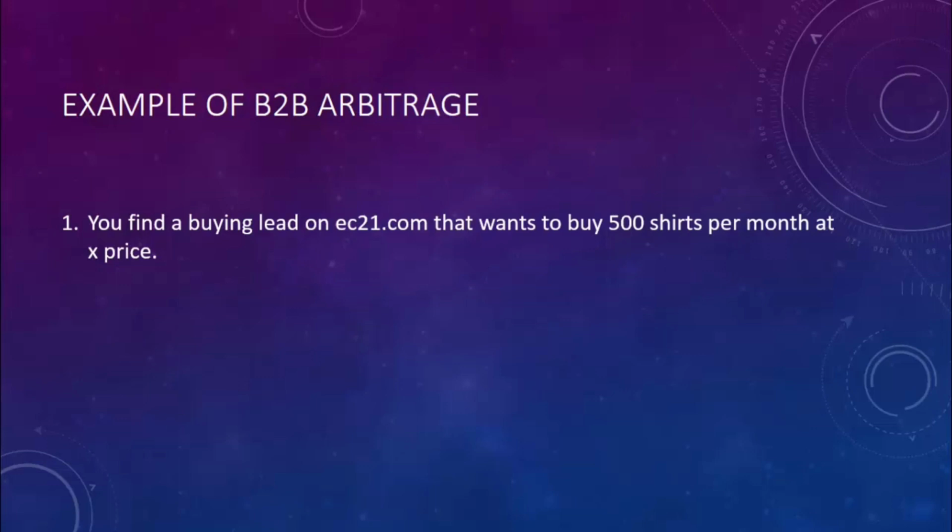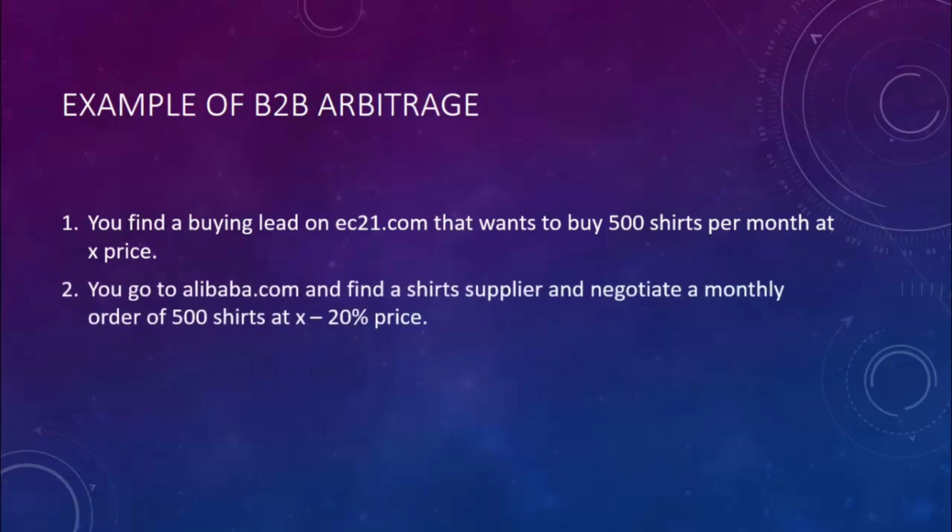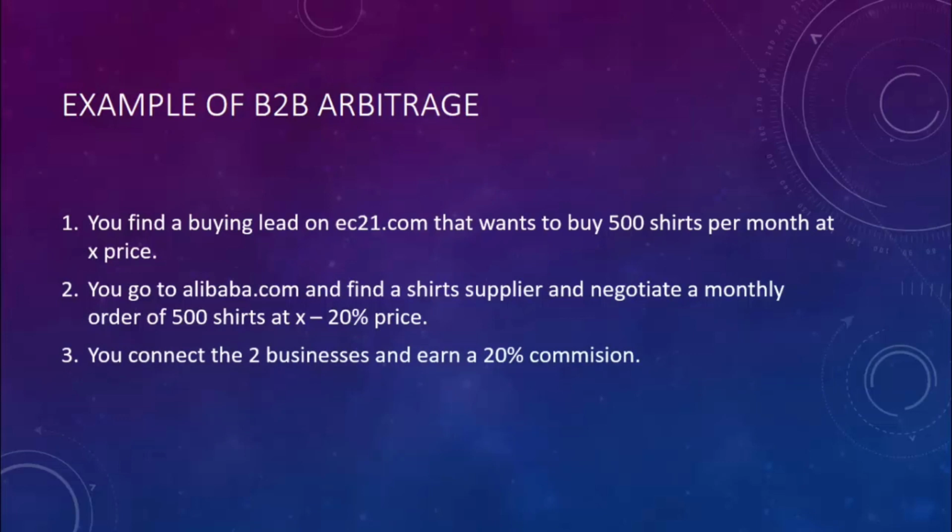For example, you find a buying lead on a business-to-business online marketplace like ec21.com, which is a Korean online business-to-business marketplace, and you find here a buying lead that wants, for example, to buy 500 shirts per month at X price. You go to Alibaba.com, which is the biggest business-to-business online marketplace in the world, and find a shirt supplier and negotiate a monthly order of 500 shirts at X minus 20% price. What you will practically do in this situation, you will connect the 2 businesses and earn the 20% difference from the price. That means a 20% commission for you, which will be profit for you.